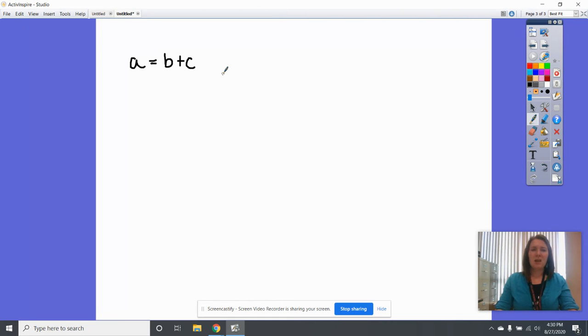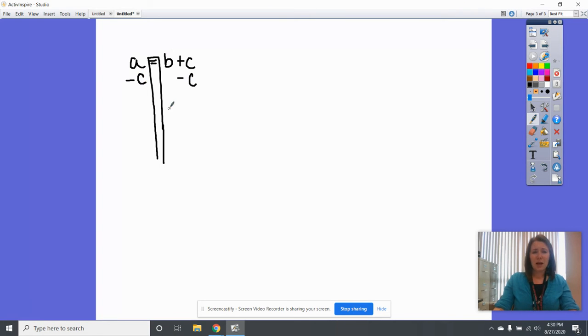What if I say solve for B? That means I want to get B by itself. Well, I just have a plus C. That's the only thing in the way. So I'm going to do the opposite. Well, let me draw my wall. I'm going to do the opposite of a plus C, which is minus C. So I will subtract C on both sides.